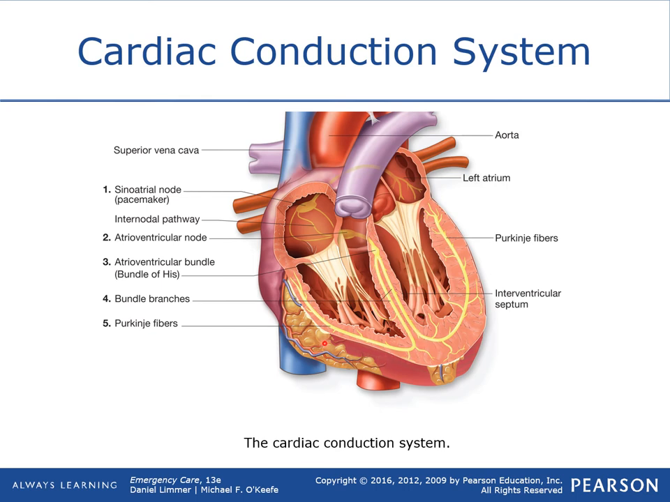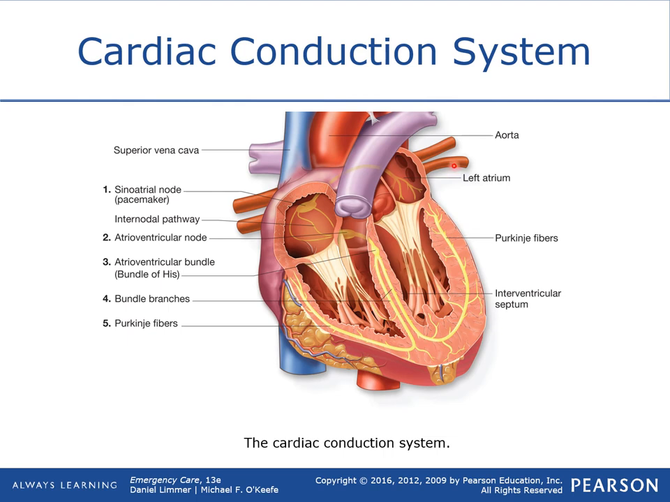It then comes around and encircles your ventricles right here, and these are called your Purkinje fibers. That's the pathway that circles your ventricles. So it goes to your AV node, comes down, and encircles your ventricles through your Purkinje fibers. That's what causes your ventricles to contract, which is the second part of contraction.